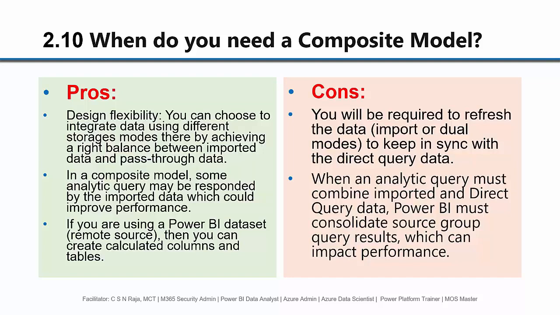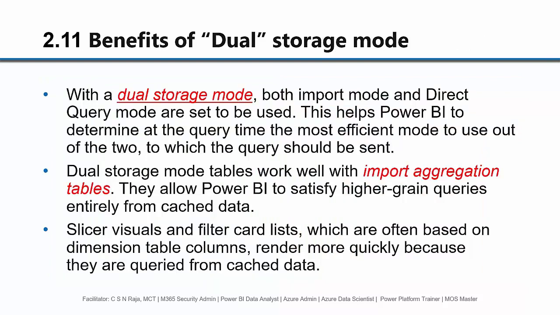So there are a couple of benefits when you use a dual storage mode, in which both import mode and direct query mode are set to be used. This helps Power BI to determine at query time the most efficient mode out of the two to which the query should be sent. Dual storage mode tables work well with the import aggregation tables. They allow Power BI to satisfy higher grain queries entirely from cached data. Slicer visuals and filter card lists, which are often based on dimension table columns, render more quickly because they are queried from the cached data.